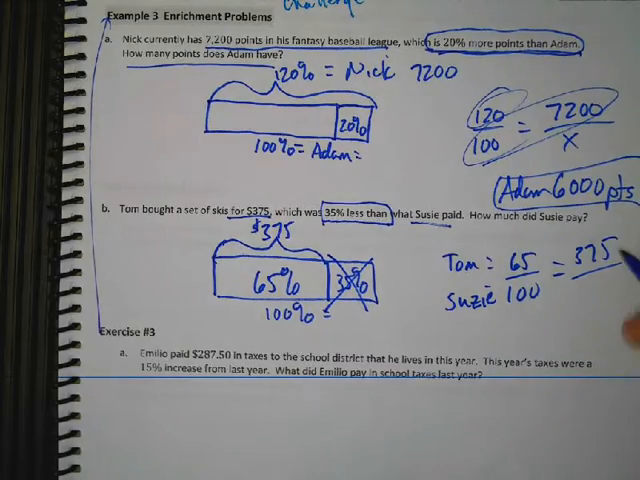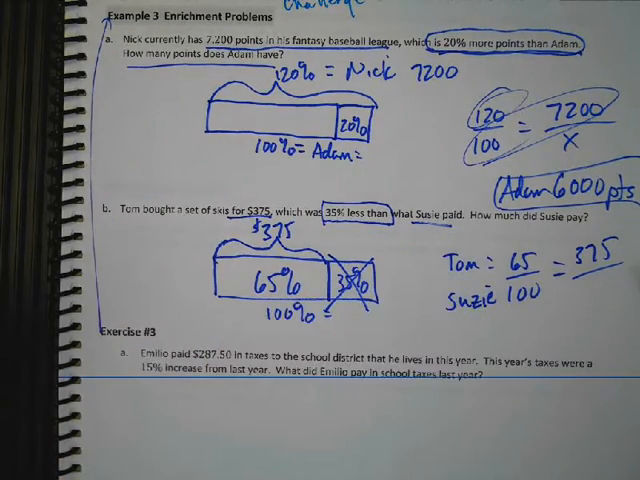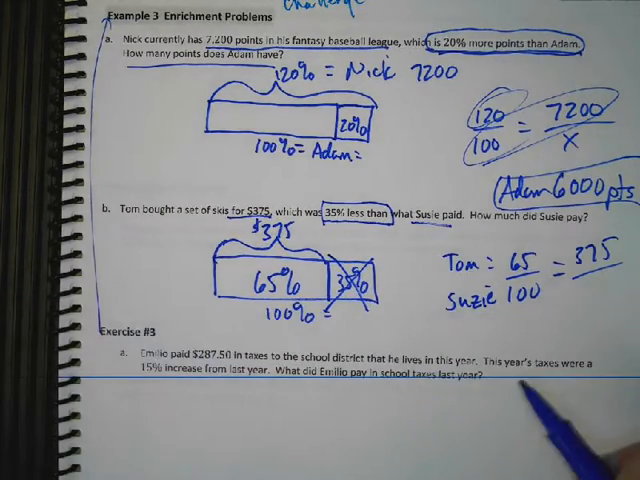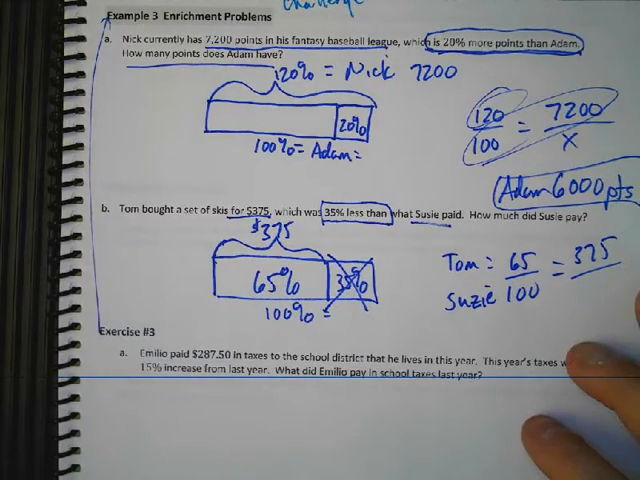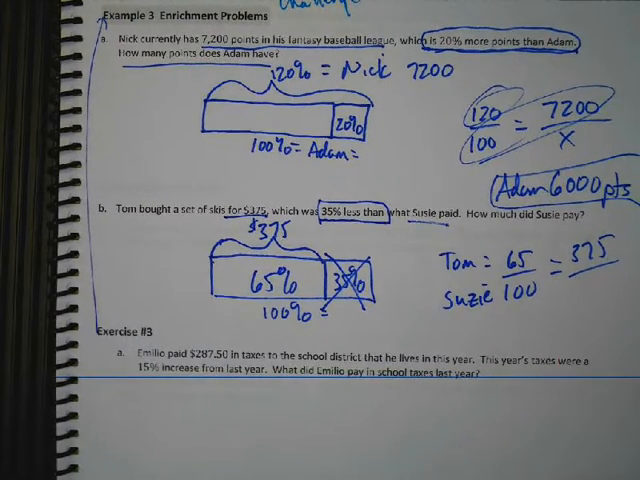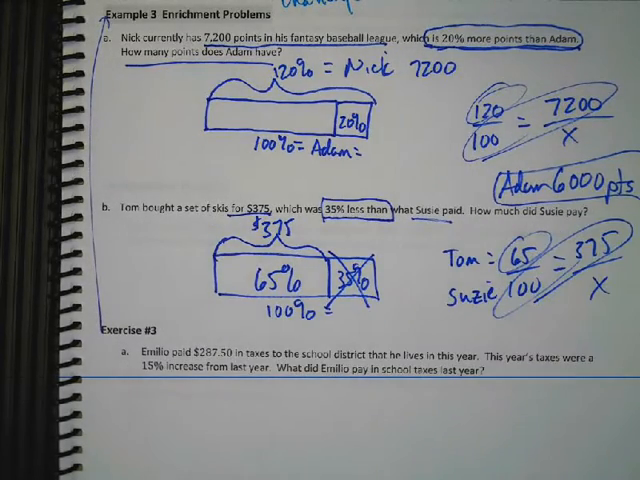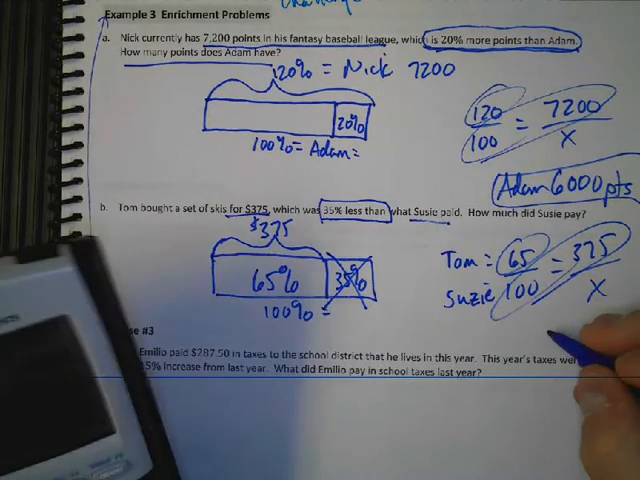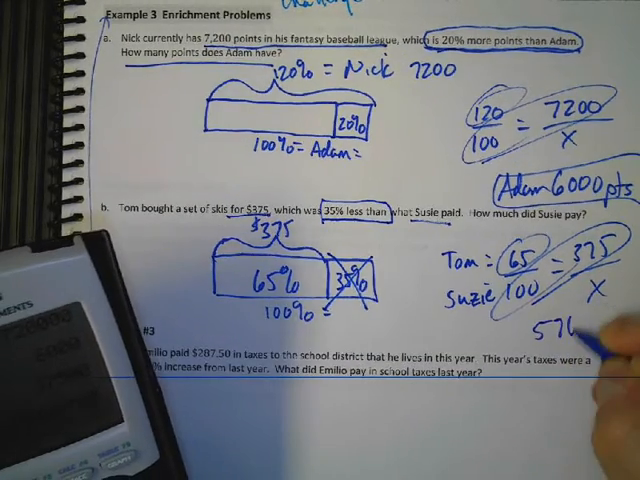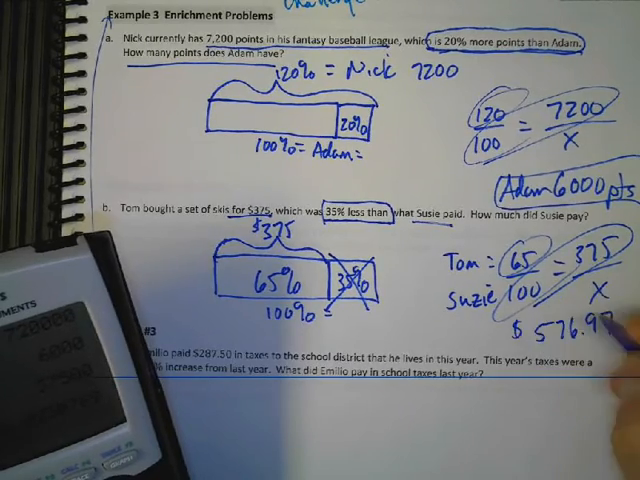And that's typical. I mean, somebody buys something, you're going to resell it. Usually, after you use it for a while, you're going to end up selling it for less. So we multiply, we divide. So 375 times 100 divided by 65. And she paid $576.92. Didn't come out very nice, but that's all right. That happens from time to time.